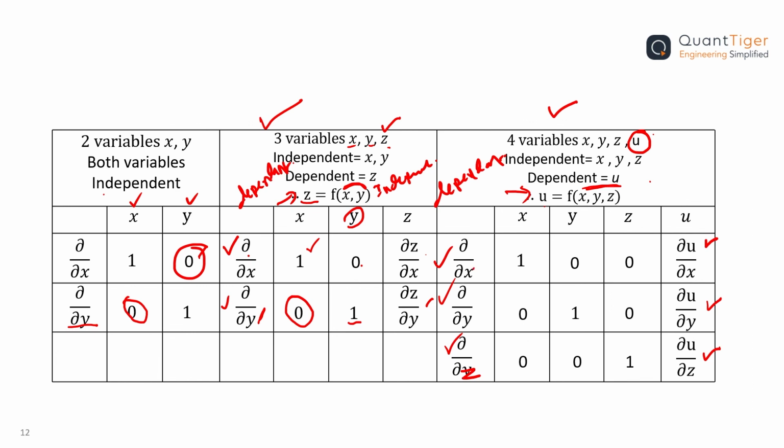With respect to x, y and z became 0. With respect to y, when I am differentiating, x and z became 0. With respect to z, when I am differentiating, x and y became 0. So this is how we are going to use this partial differentiation concept with all the variables. Hope you understood this one. You need to understand this concept very well to solve more equations and to understand the further concepts. Thank you.